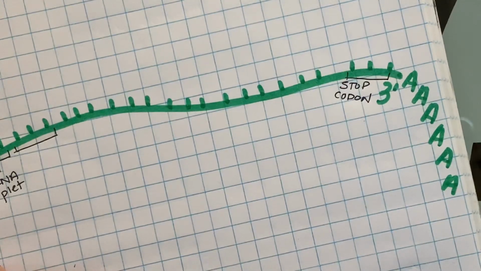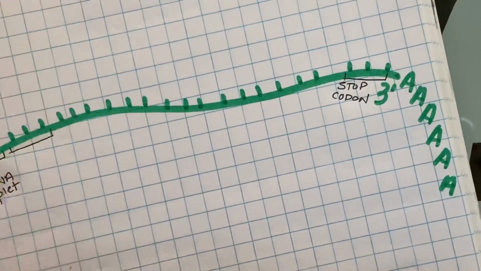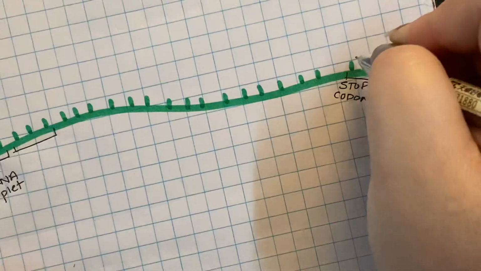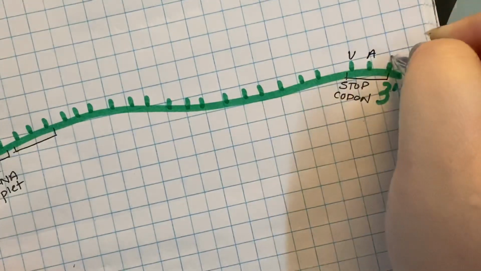And there's 3 different ones that could code for it. It's UAA, UGA, or UAG. I just remember it because I go ooh-ah-ah, ooga, ooh-ag, because I'm strange like that. You don't need to memorize any of these sequences. It's just kind of nice to know. So let's just pick my favorite, ooh-ah-ah.